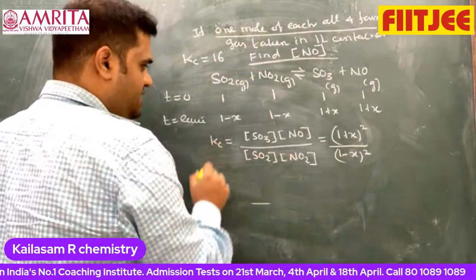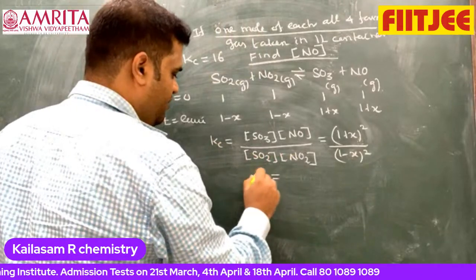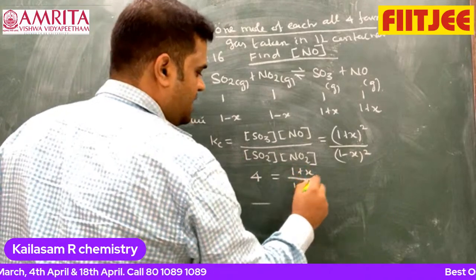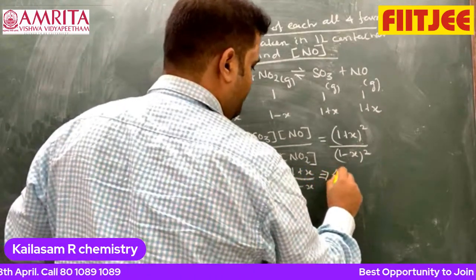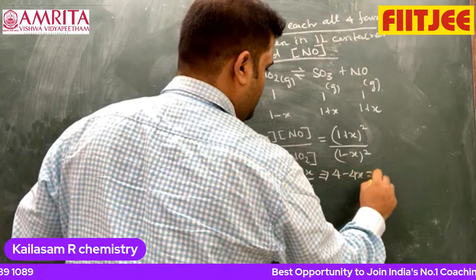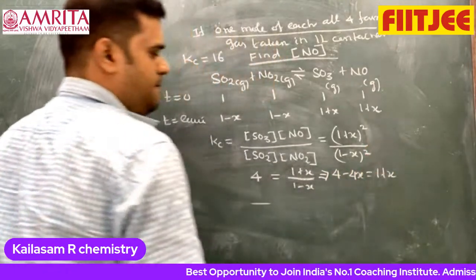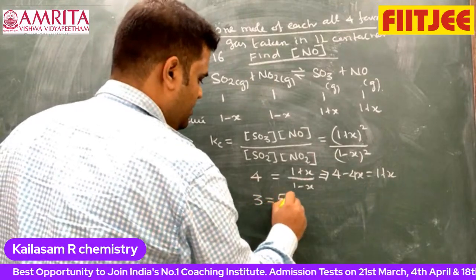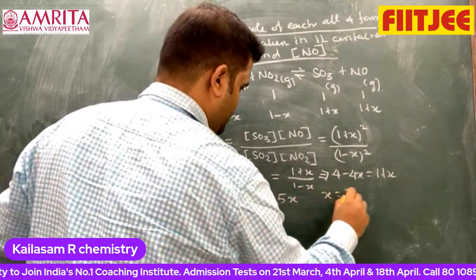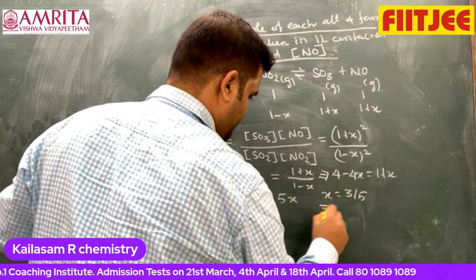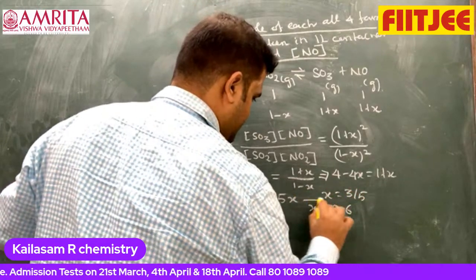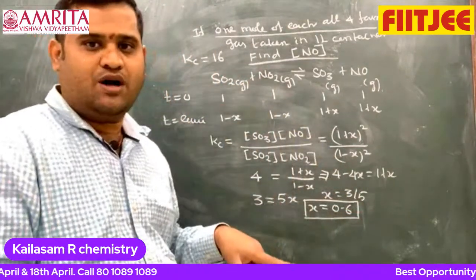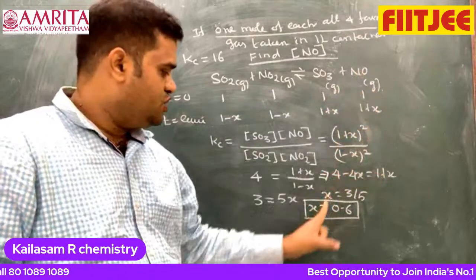So now look at that. Kc is 16. Take the root. I can take 4 equals 1 plus x by 1 minus x. Now if we simplify that, 4 minus 4x is equal to 1 plus x. Therefore we can take 3 which is equal to 5x. X is equal to 0.6. They are asking the equilibrium concentration of NO. X value is 0.6.